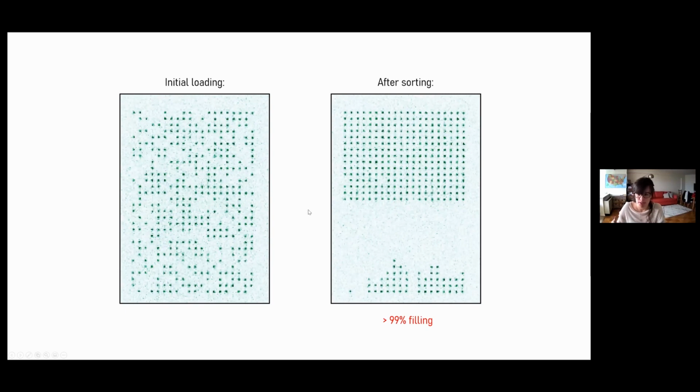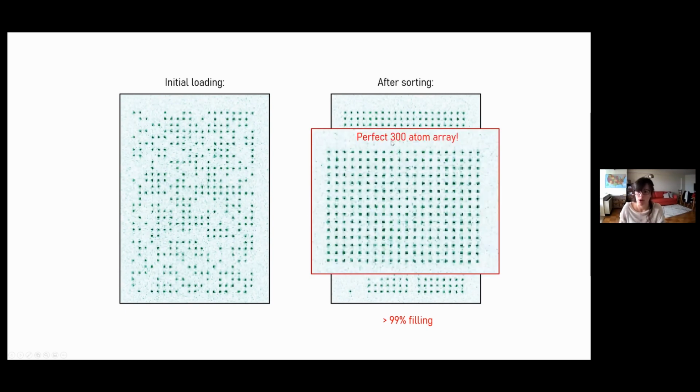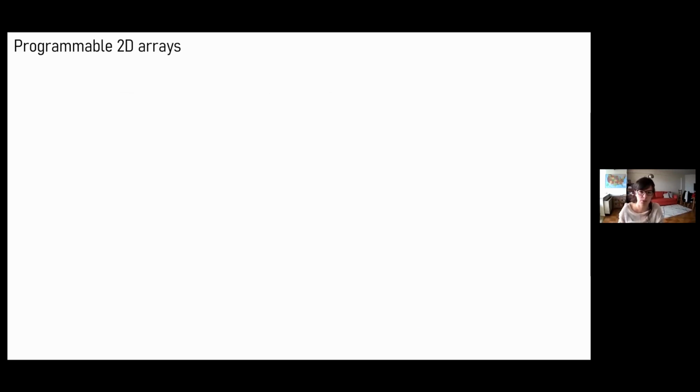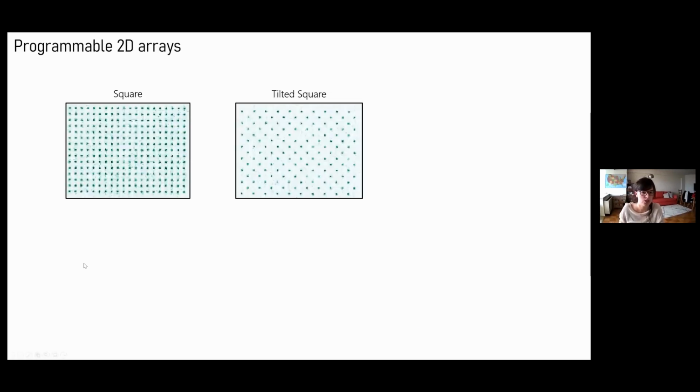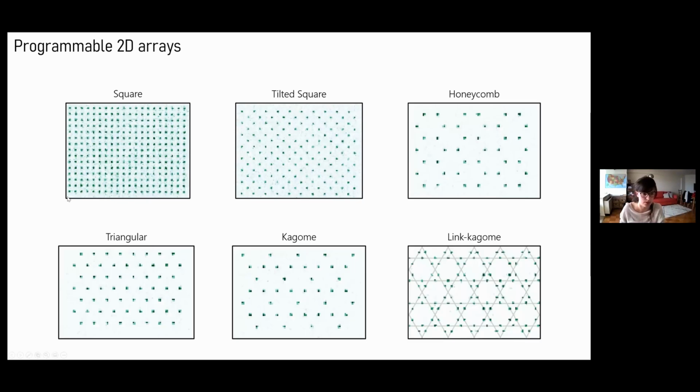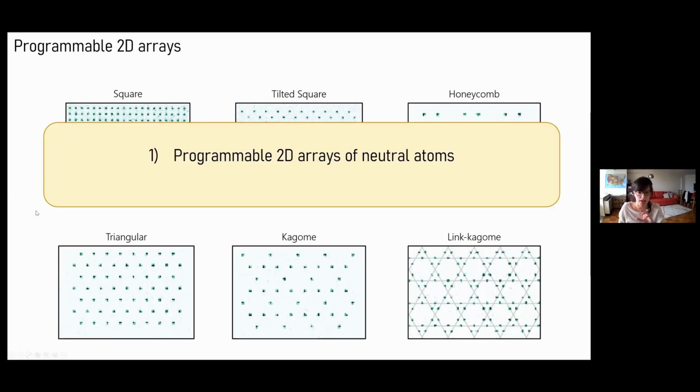So if we repeat the experiment many times, we get to see perfect 300 atom arrays with a few percent probability. Now, this sorting procedure is very flexible, and we can use it to rearrange the atoms into different geometries on a 2D plane. So with this, I showed you the first key element of the experiment, which is the capability of creating two-dimensional arrays of neutral atoms with programmable geometries.